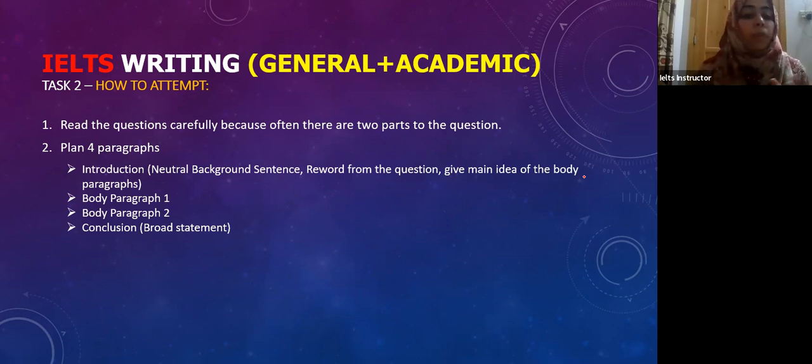Okay, first paragraph should be about introduction. Okay, you can just reword the question, which I just did in the previous slide. You can just rephrase the question, and you can just talk about what you are going to say in the upcoming paragraphs, like give the main idea of the body paragraphs. So that will just be enough for your introduction paragraph. Okay. First, you have to write introduction, then you have to write body paragraph number 1, then you have to write body paragraph number 2, and then the last, you will conclude your whole essay with a conclusion.